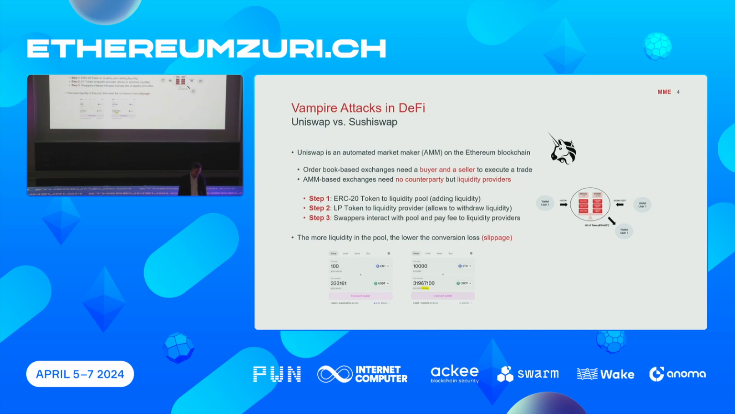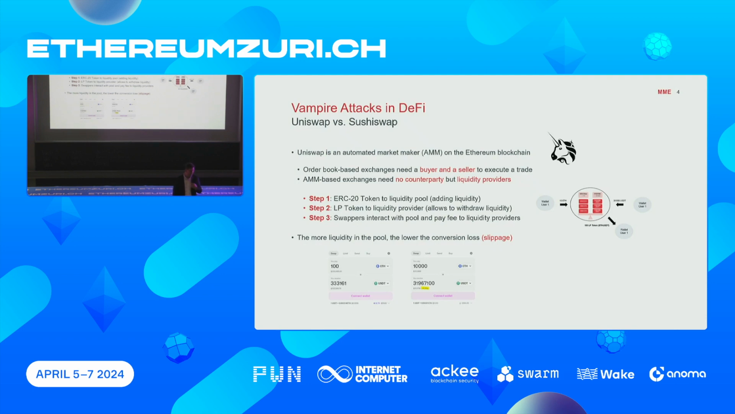I think the best example is the SushiSwap attack on Uniswap, which took place about 4.5 years ago. As most of you know, Uniswap is an automated market maker. What's special about automated market makers is that they're exchanges, but they don't connect buyers and sellers by matching orders. They have liquidity pools and therefore need liquidity providers, people who say, I'm going to give you the tokens so that other people can use them for their trades.